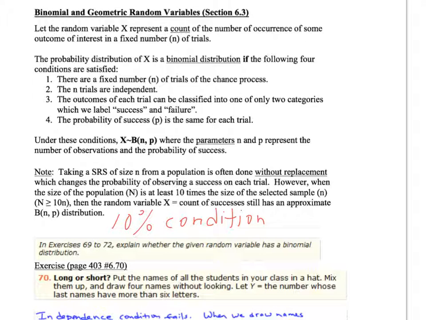And then another memory tool for that list of four items is this little acronym BINS, B-I-N-S. B for two outcomes. I for independence. N for fixed number of trials, and S for same probability of success.